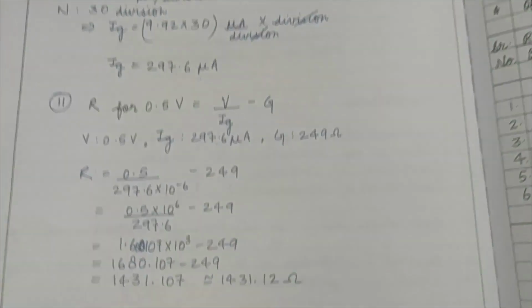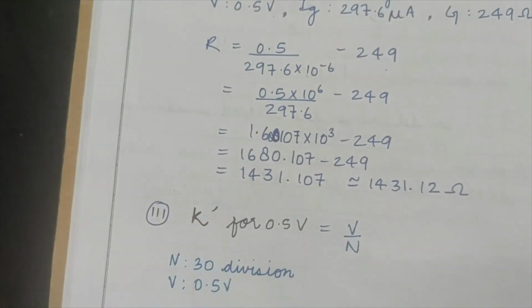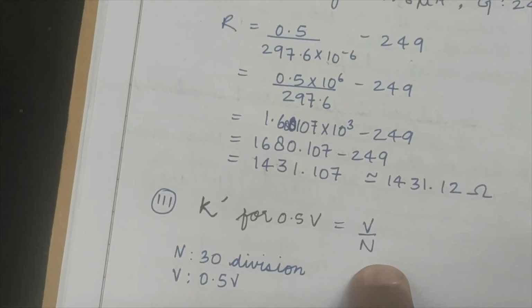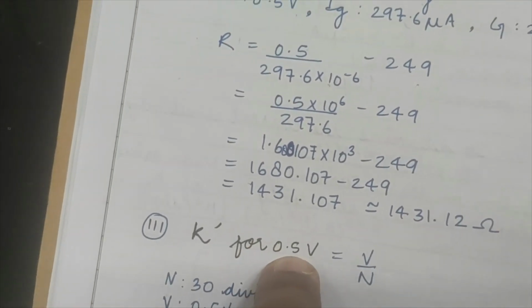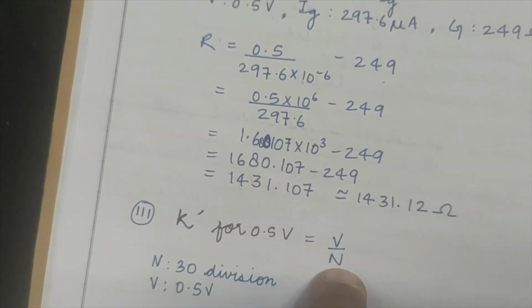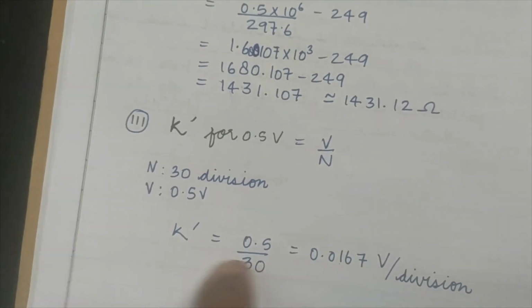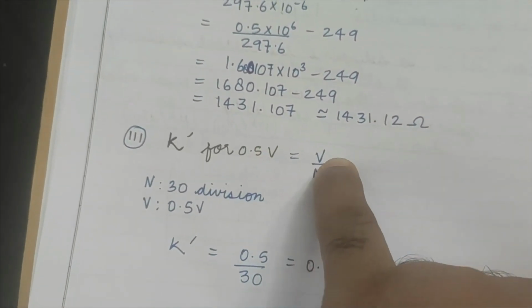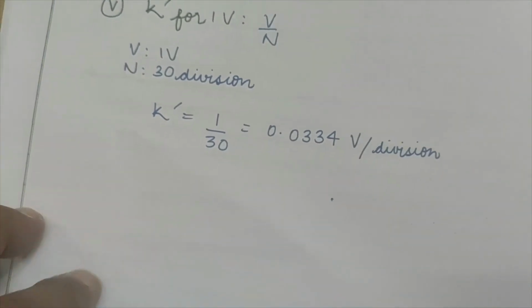Another thing we need is K prime. This K prime is not just a multiplying factor. This is basically V by N, where V is the value for which we are going to convert the galvanometer, and N is the number of divisions. So this is 0.5 by 30. This is the K prime. Similarly, in case of 1 volt, K prime will be 1 by 30 divisions.